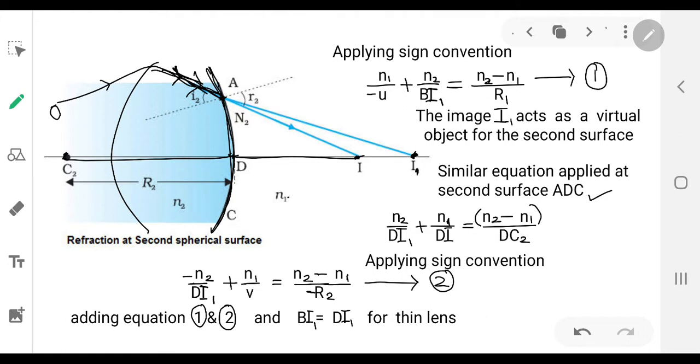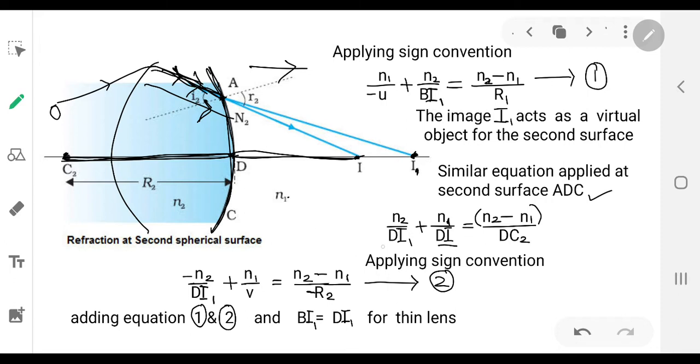DC2, apply the sign convention. DC2 is taken negative because this is our incident ray on the second refracting surface. We are measuring the radius of curvature opposite to that, because always the distances are measured from the pole of the refracting surface. So D is the pole of the second refracting surface. We are measuring from D to C2, that is in the opposite direction of the incident ray. So DC2 is taken negative. N1 divided by DI. DI, we are measuring the image distance from D to I, which is in the direction of the incident ray, that is taken positive.